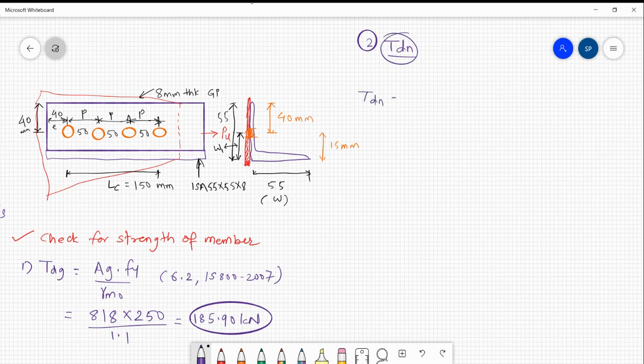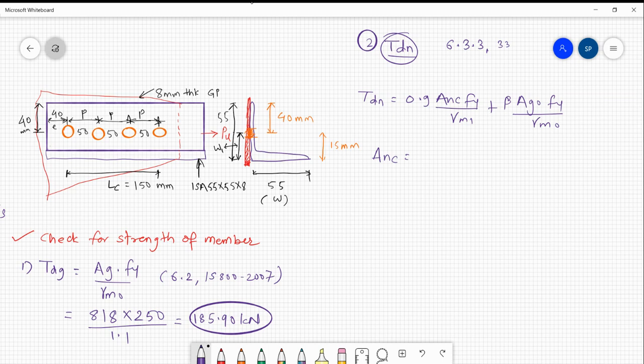The expression for TDN is given in clause number 6.3.3, page number 33, IS 800 2007. So therefrom you will be getting this value. The expression is 0.9 into ANC into Fu upon gamma m1 plus beta into AGO into Fy upon gamma m0. Now here we will have to calculate ANC.